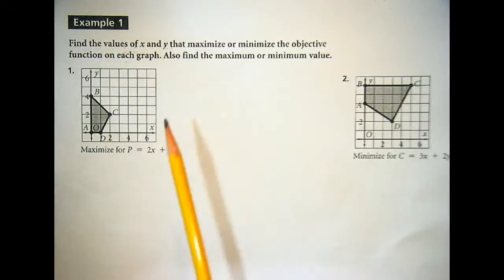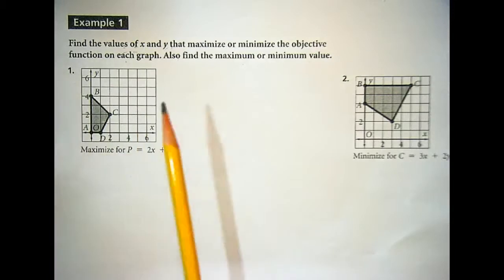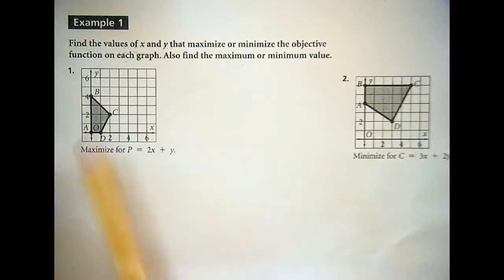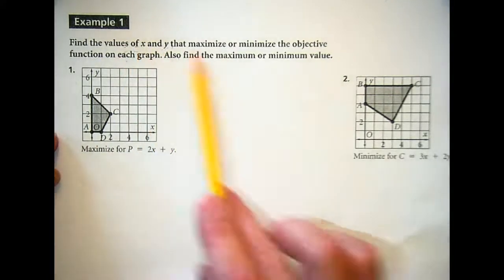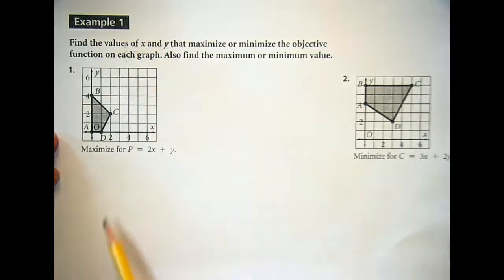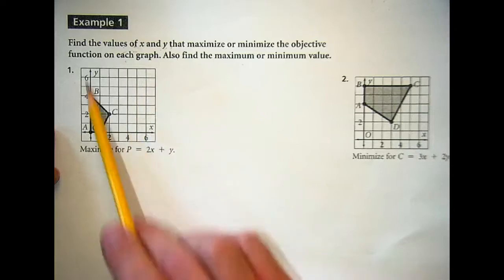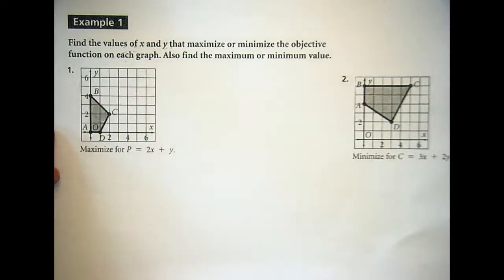Sometimes they'll just say, what are the values that maximize the function? Sometimes they'll say, what is the maximum value? Sometimes they'll say, what are the values and what is the maximum or minimum? This time they're asking for both. First thing you need to do when you're given a graph like this, notice they've given you the graph. That's nice of them. You don't have to plot any restrictions. They've done it for you.